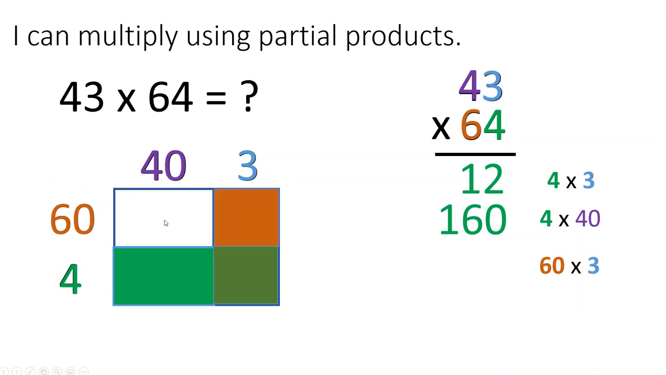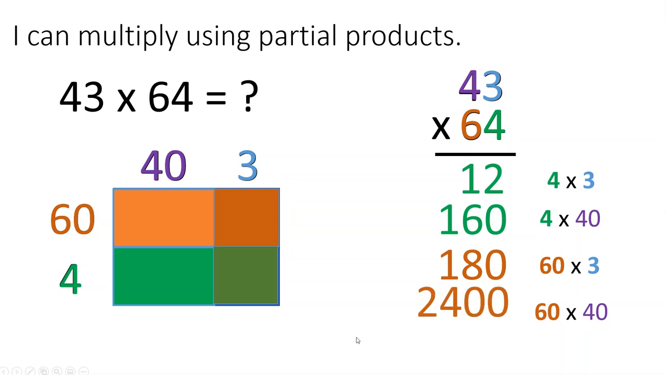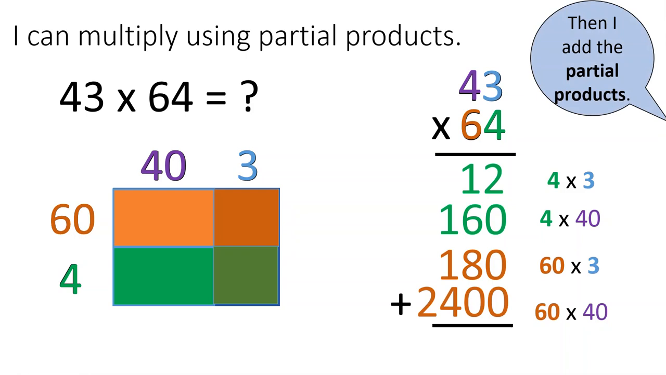So this box right here, the 60 and the 3 match together, and it's 18 tens. And then we have our 40 times our 60, which is our last one left in our boxes. 40 times 60 is 24 hundreds. And then we add up all those partial products, and we get 2,752.